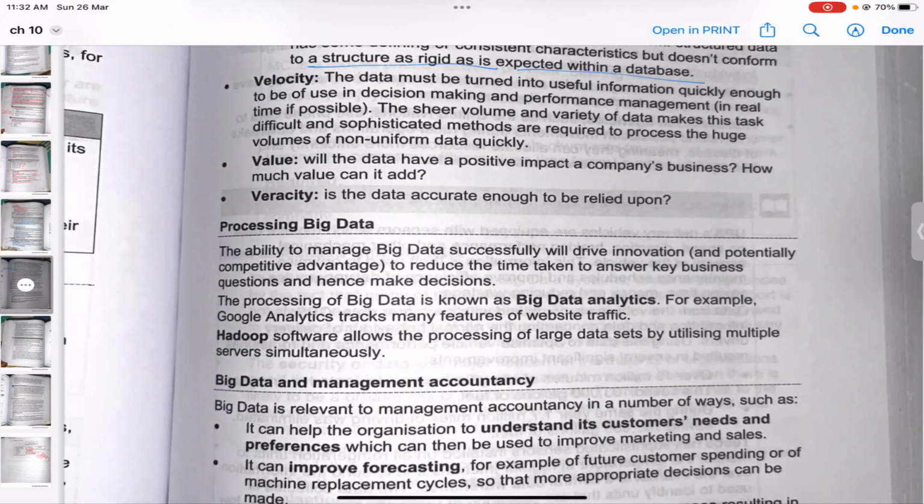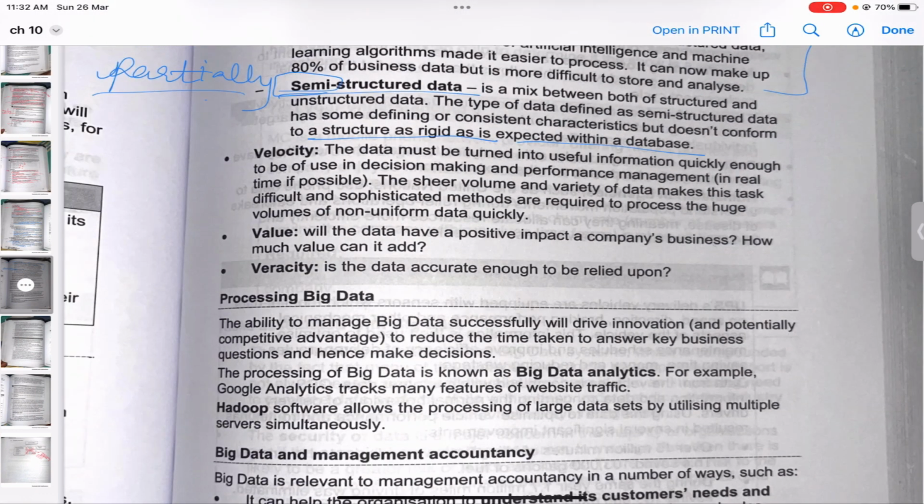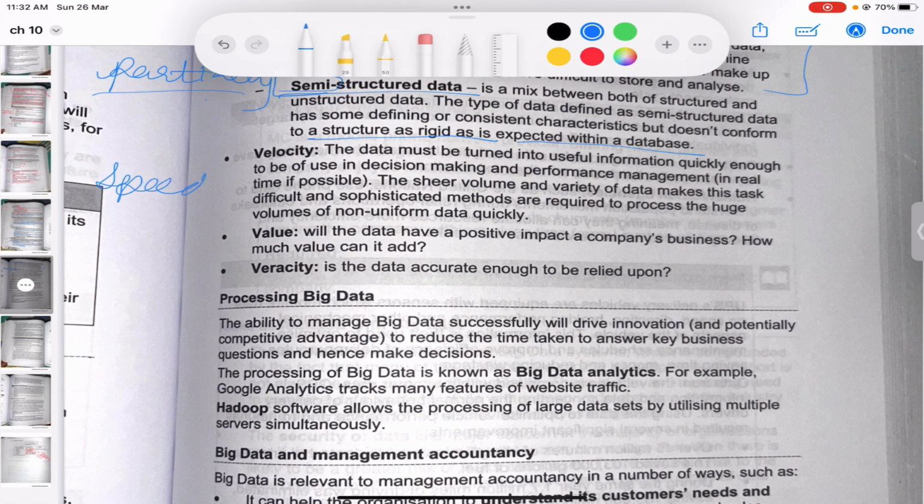Now we come to velocity. What do you understand by the word velocity? Velocity means speed. The data must be turned into useful information quickly, within a short span of time, on a rapid basis. So velocity is something which big data follows. The sheer volume and variety of data makes this task difficult and sophisticated. So you need high speed in order for it to be efficient.